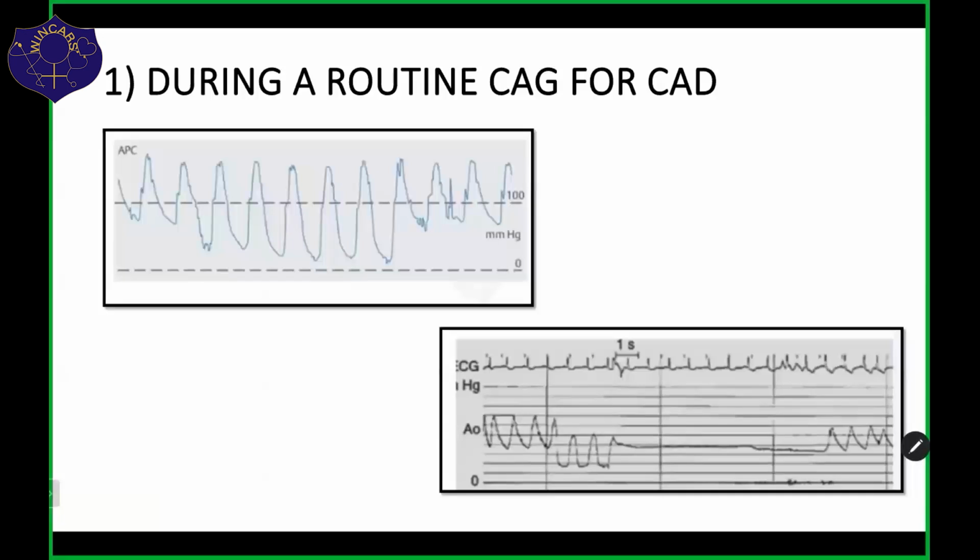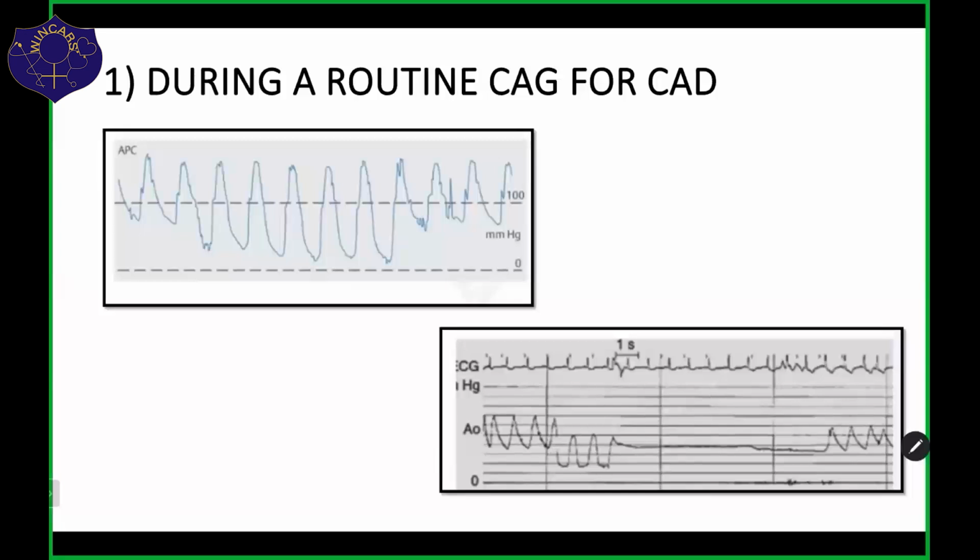Dr. Deepak is here, who will tell his comments for this slide. This is a pressure recording during a routine coronary angiogram. Deepak, can you tell what you see and what you would have done in such a situation? Yes, sir. Good evening, sir.